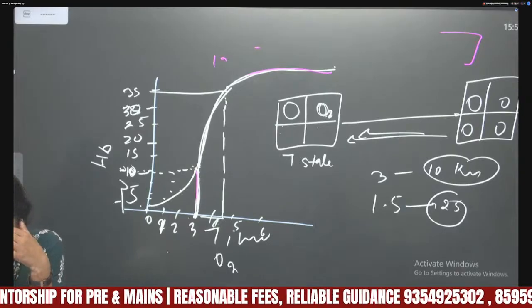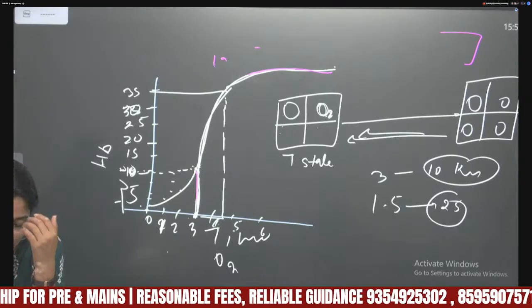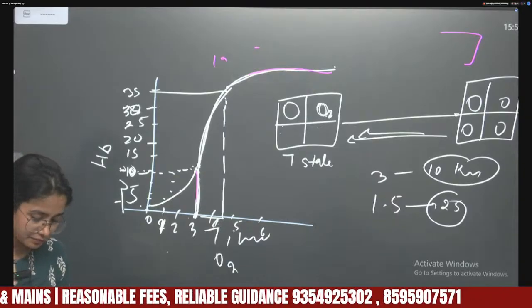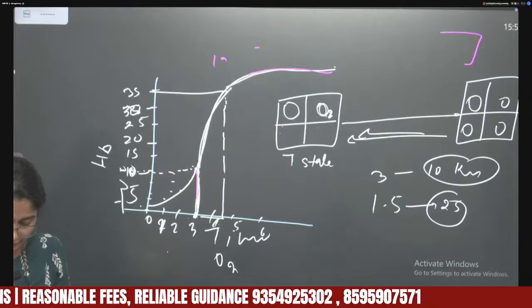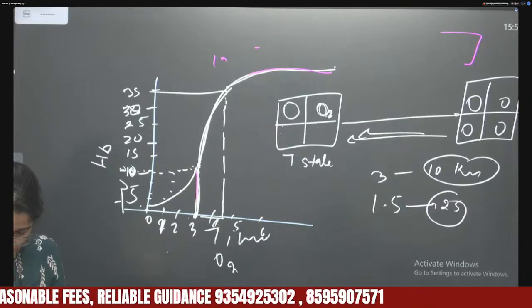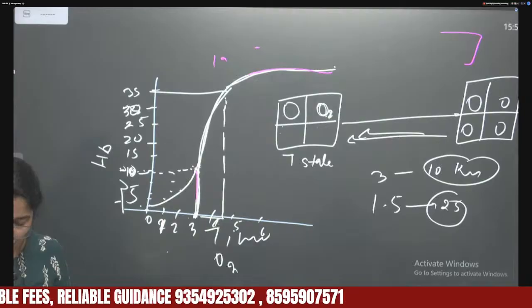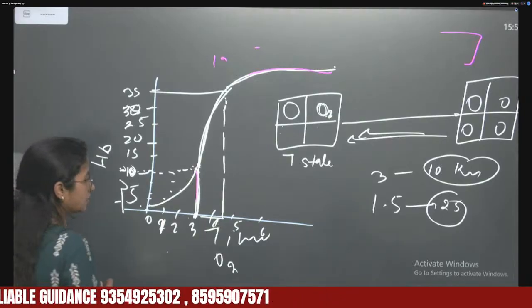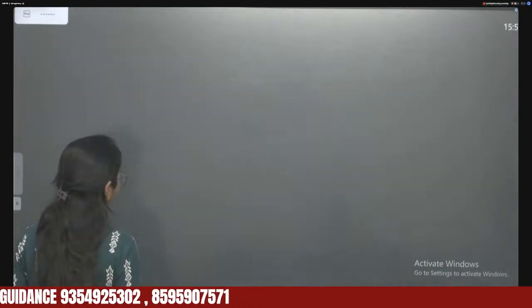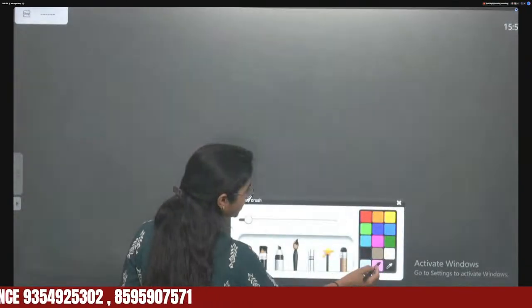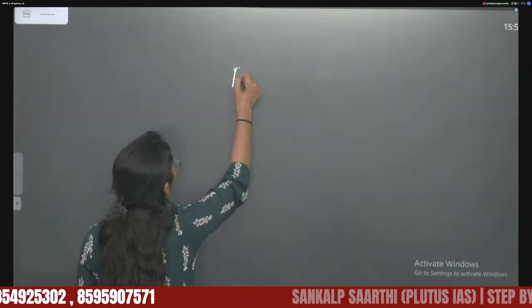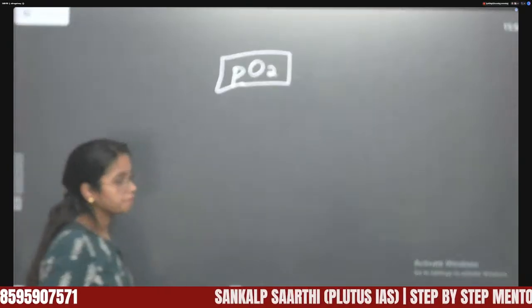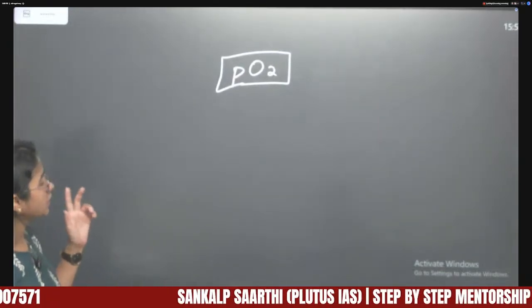Most important factor that determines how much oxygen binds with the hemoglobin is P, write it a little lower, small p O2.